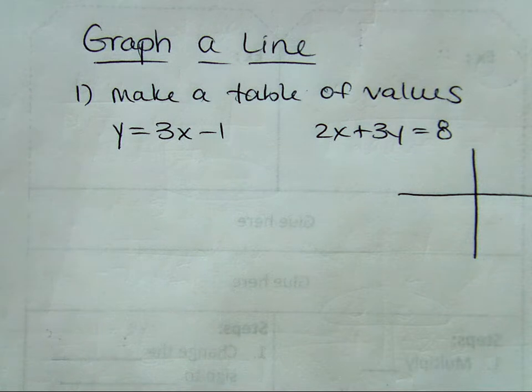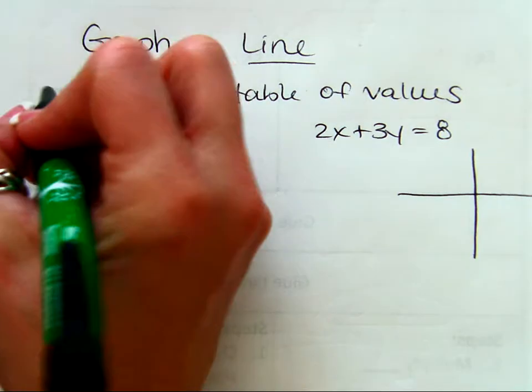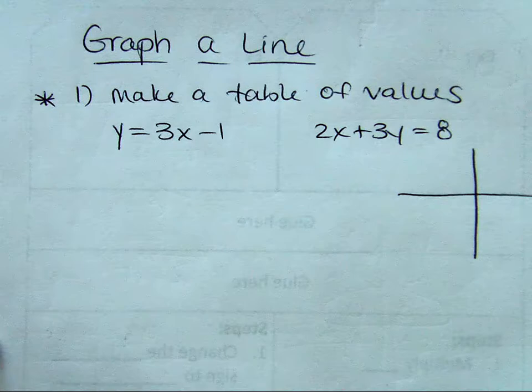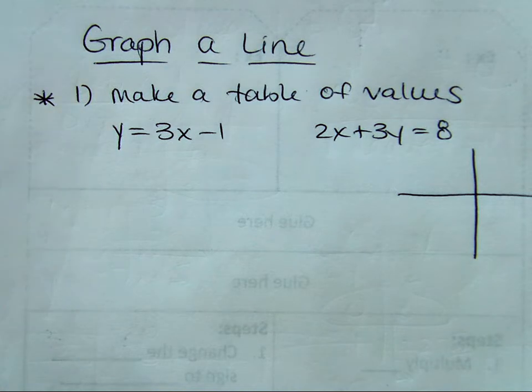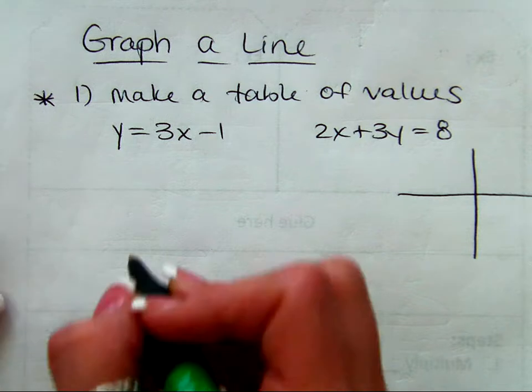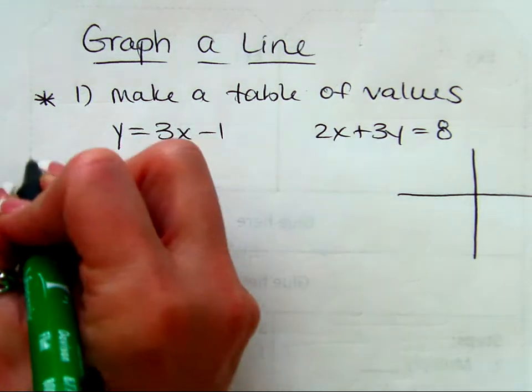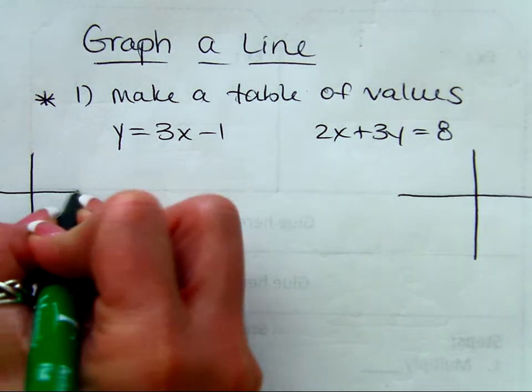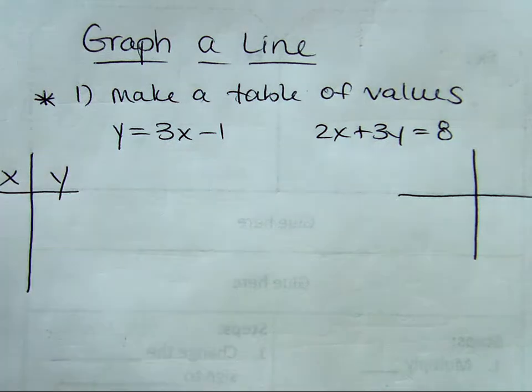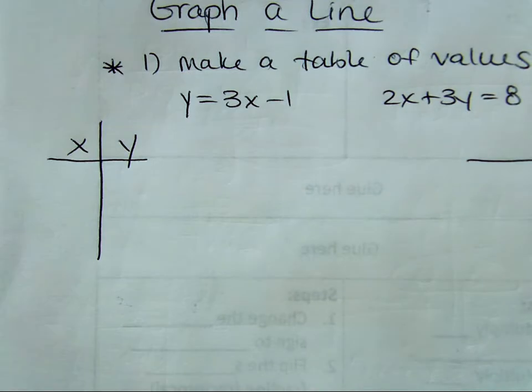So here's how this works. A table of values is kind of your fallback. You know what your fallback means? It means if you forget all the other ways, you can always graph by making a table of values. So let's take this equation, and let's make our table of values. And basically what that means is it's like a T-chart.